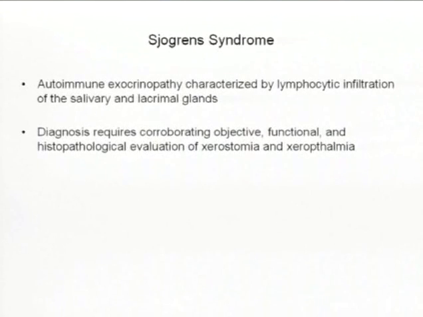I'm going to move now to Sjogren's syndrome. Sjogren's syndrome is basically an autoimmune exocrinopathy, inflammation of the salivary glands or the lacrimal glands. Patients present with complaints of very dry eyes and dry mouth. Dry eyes and dry mouth is a common complaint, so the diagnosis requires corroborating objective, functional, or biopsy-proven information.